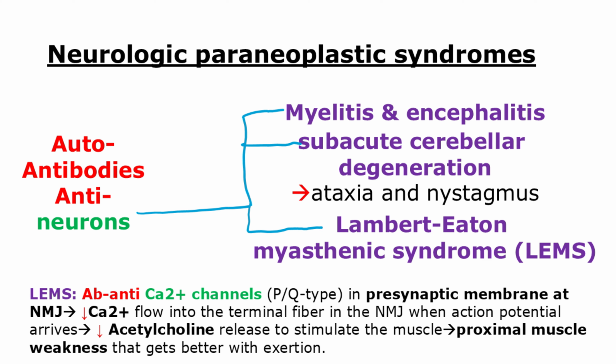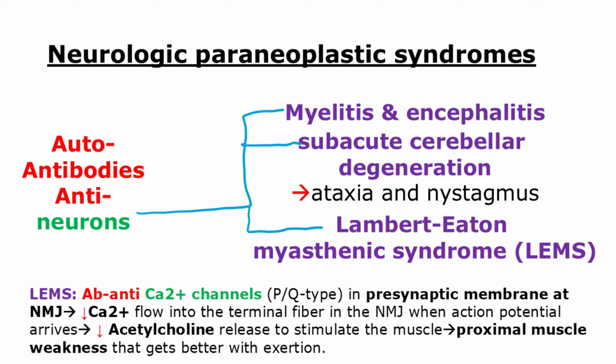In Lambert-Eaton myasthenic syndrome, the autoantibodies target the voltage-gated calcium channels on the presynaptic membrane at the neuromuscular junction. Under normal conditions, these channels allow calcium to flow in when an electrical impulse arrives, which then triggers the release of acetylcholine, the neurotransmitter that tells your muscles to contract. In Lambert-Eaton, the autoantibodies bind to calcium channels and less calcium enters the nerve terminal, so less acetylcholine is released.